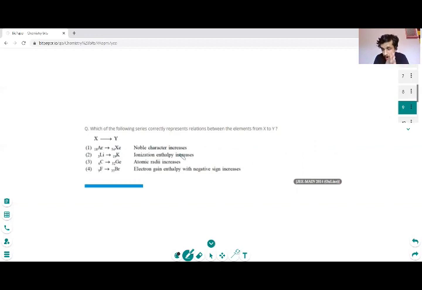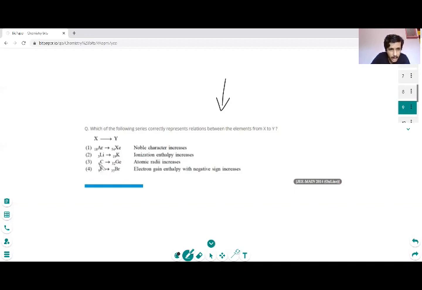As we move down the group, there is no concept like change in noble gas character. Helium also has the same noble gas character. The last one, radon, also has the same noble gas character. And in a similar way, lithium to potassium, that is when we go down the group, ionization enthalpy increases. That is wrong. Ionization enthalpy decreases.